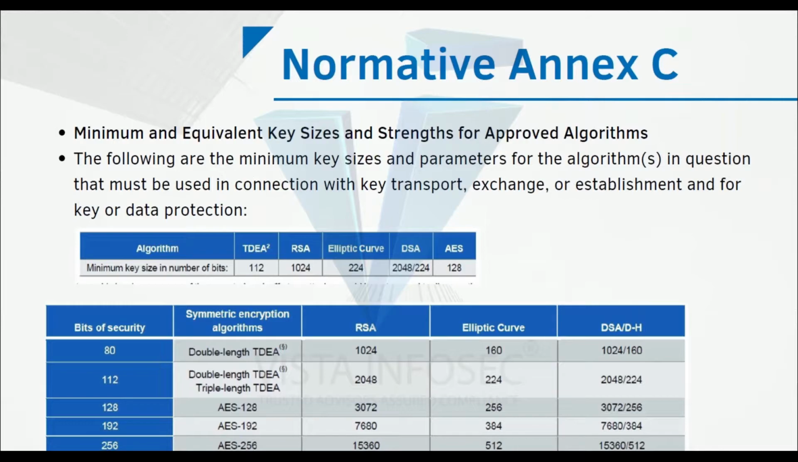If a particular requirement says it needs 256 bits, AES 256 is required for encryption. So in that case, if your product uses RSA, then you have to ensure that it is using at least 15360 bits for encryption. And the elliptic curve 512, and again DSA Diffie-Hellman keys is 512 or 15360.